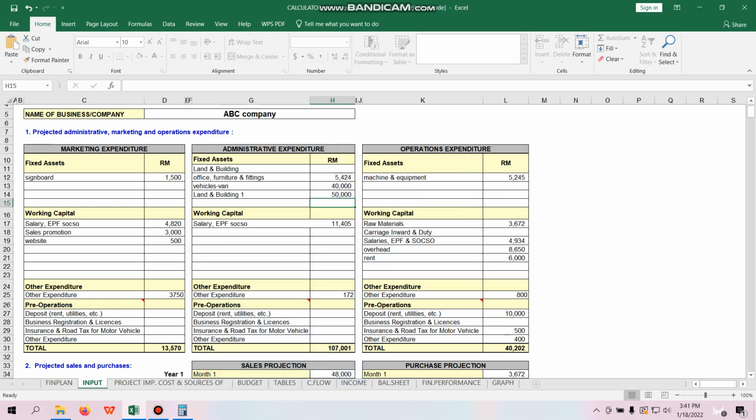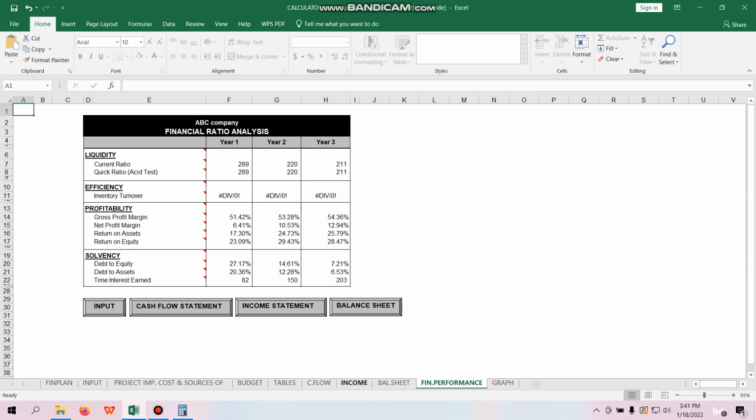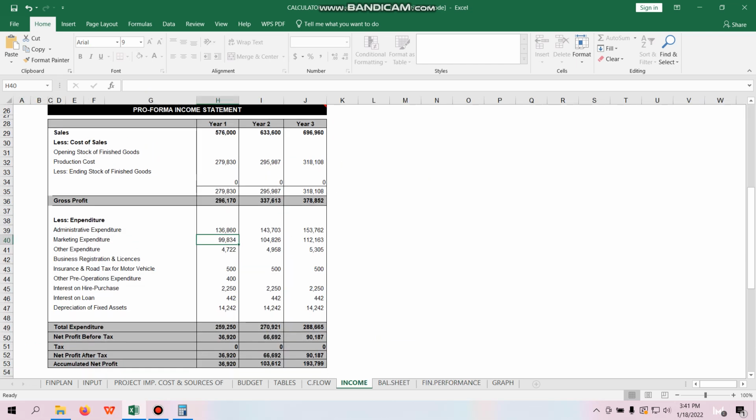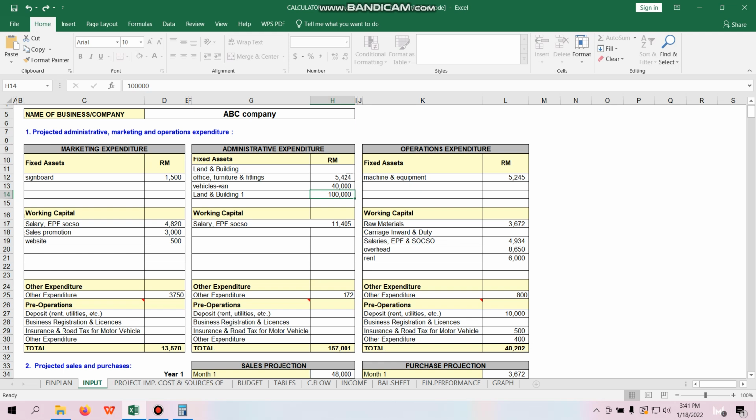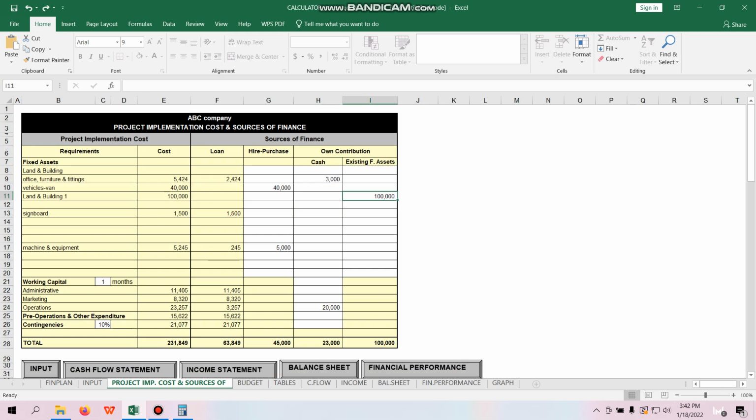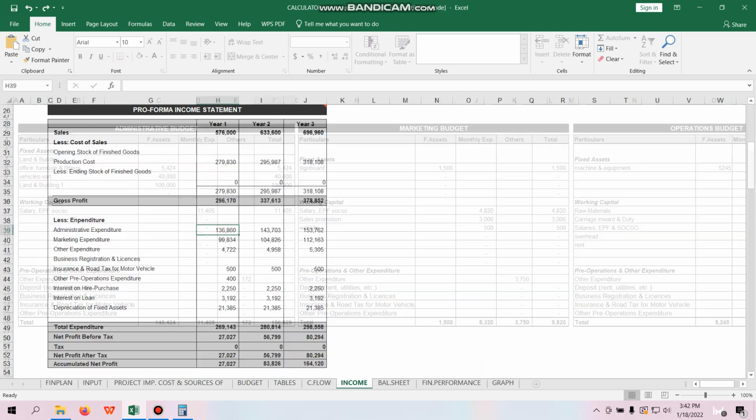Okay, you will see that here you will make a bigger profit in the income statement. See, you have a bigger profit because now your administrative expenditure has fallen to smaller numbers, right? So that's how we do it. I hope that you understand how to adjust the things, and they are interrelated with each other.